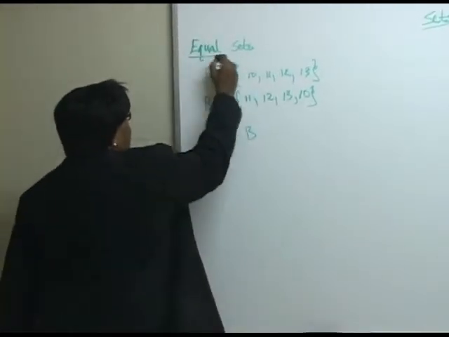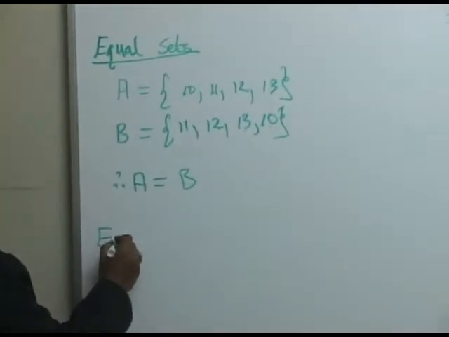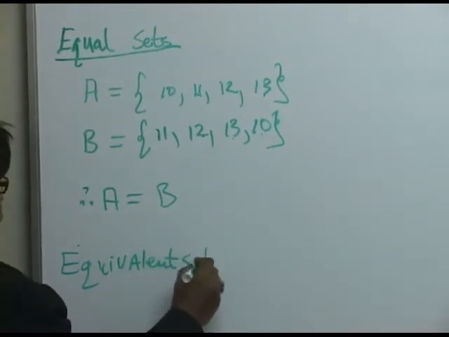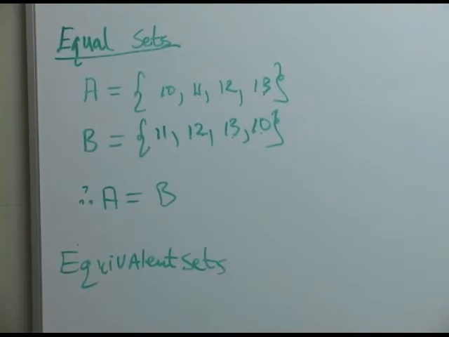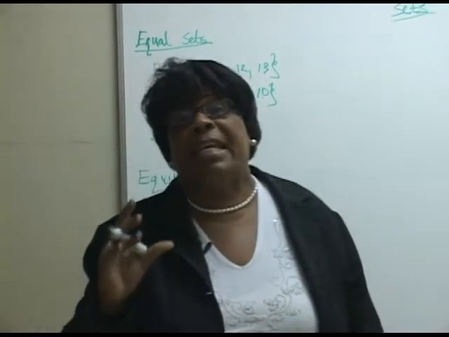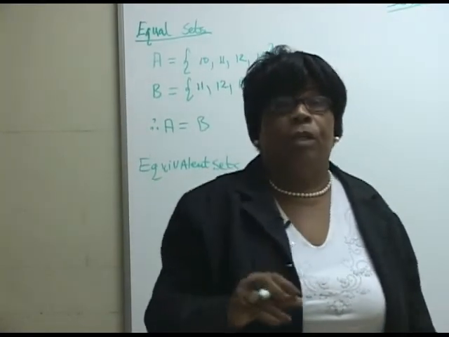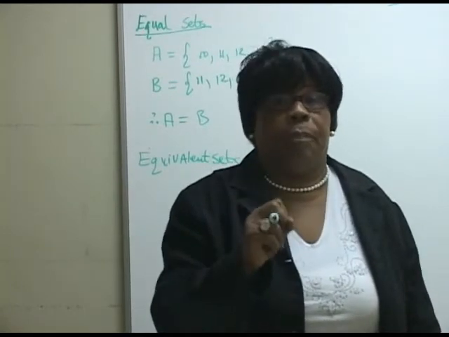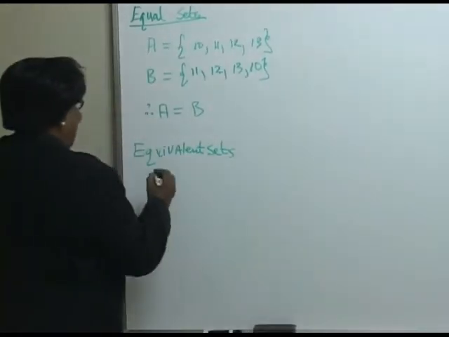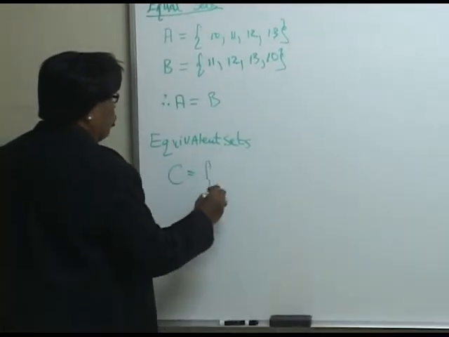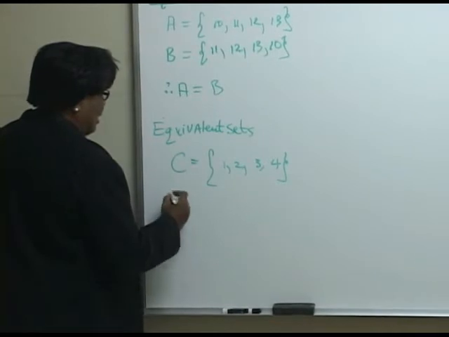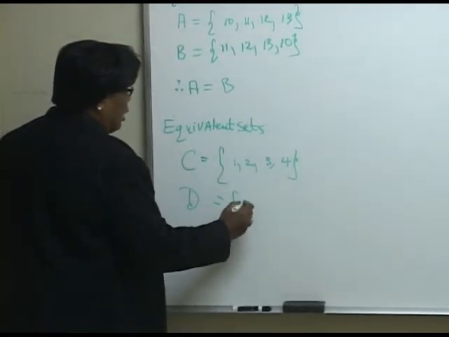In contrast to equal sets, we can have equivalent sets. Equivalent sets, okay? And this time, what comes into play here is that the number of elements in the set must be equal, not that the elements have got to be identical, okay? So for example, I can give you a set C, which is equal to 1, 2, 3, 4, and the set D, which is equal to a.